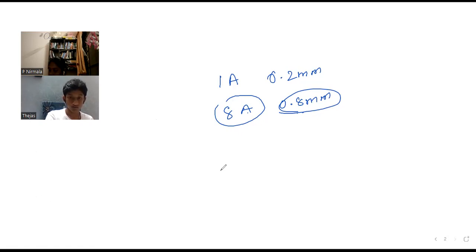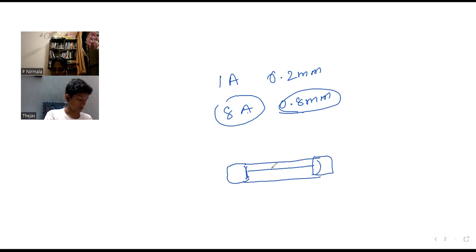So what is the function of the fuse? It prevents excess of current. If you see here, they have given it clearly. This is a glass case. Inside, the fuse wire is there, and there are metal caps. If a higher current comes, it melts here. So only this part changes.